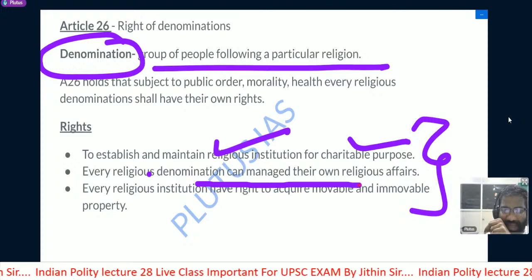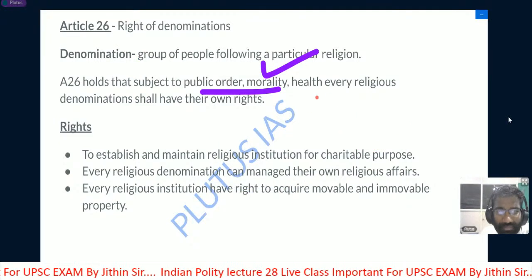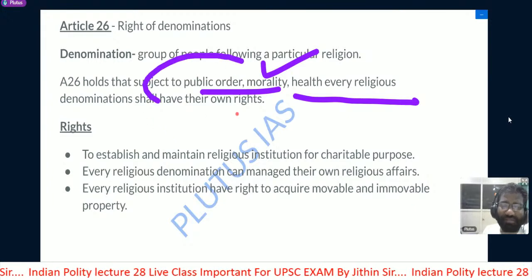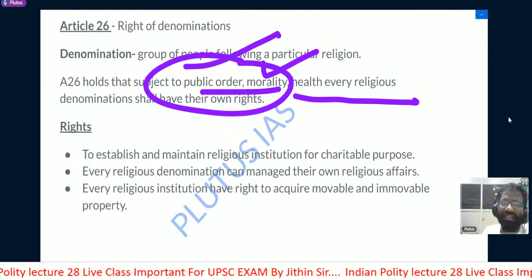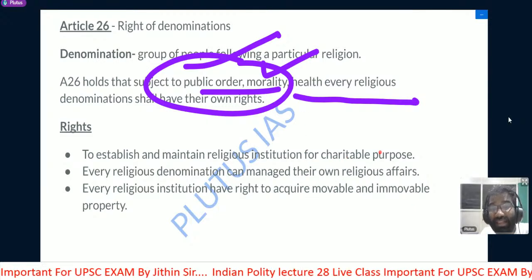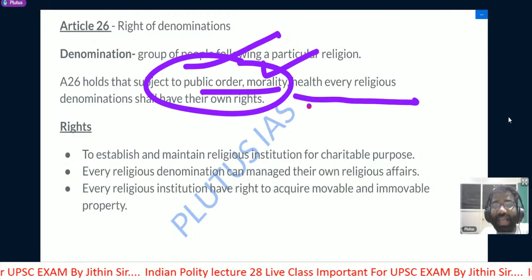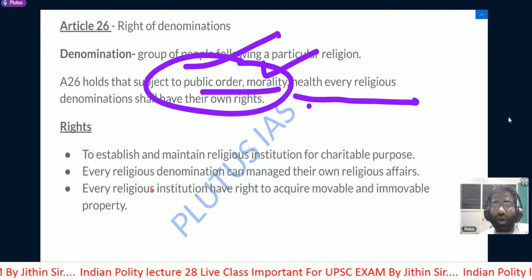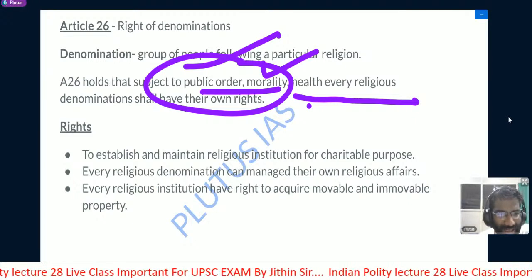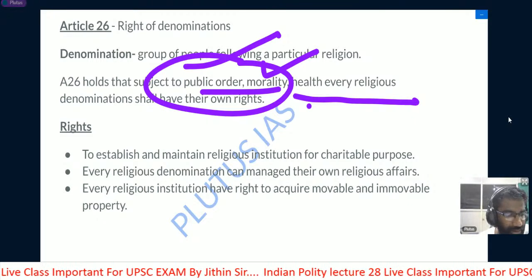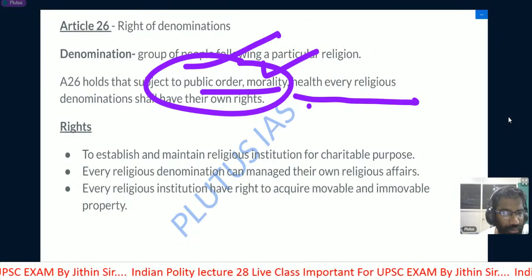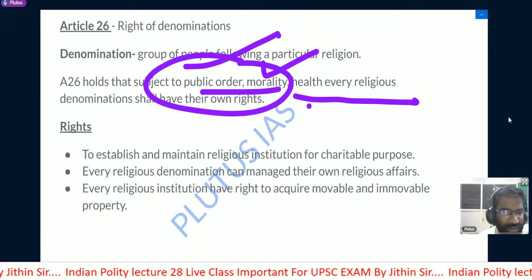They can manage, and every religious denomination can have their own right, and even while following this right, the health of individuals should not be hampered. Guys, you understood? Any doubt in this? Any doubt? Article 26.